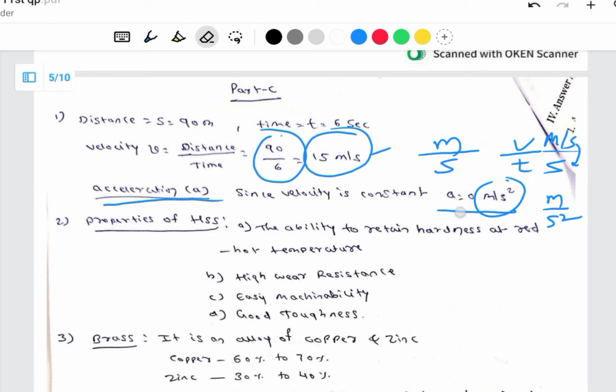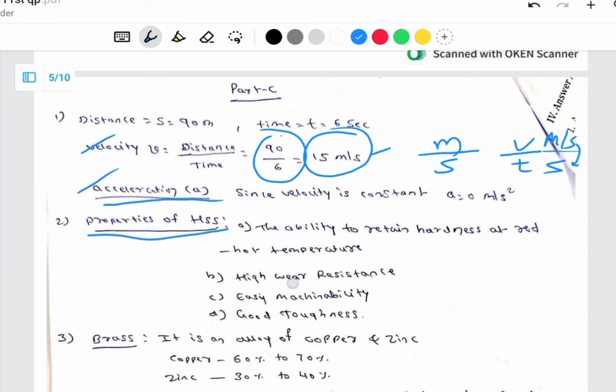So you can note down these points. 1 mark will be for this one and 1 mark for this one. Sorry. The next is the properties of the HSS they have asked. So what are the properties? Different materials will have different properties. The mechanical properties in general are ductility, malleability, toughness, hardness, such properties.